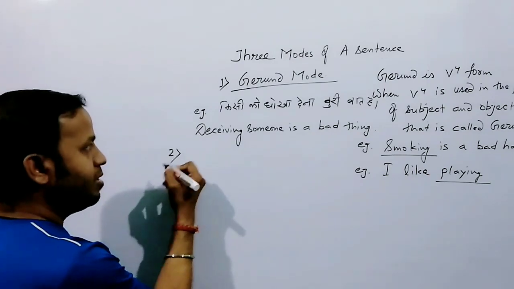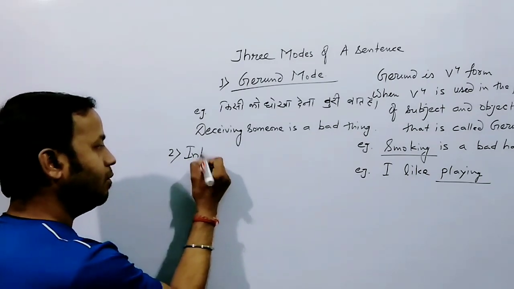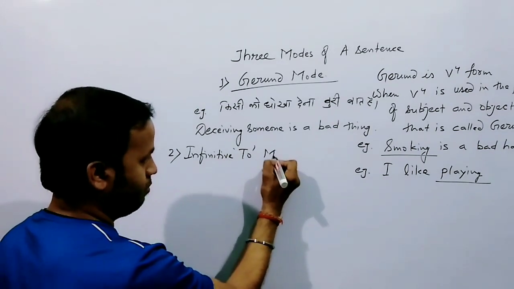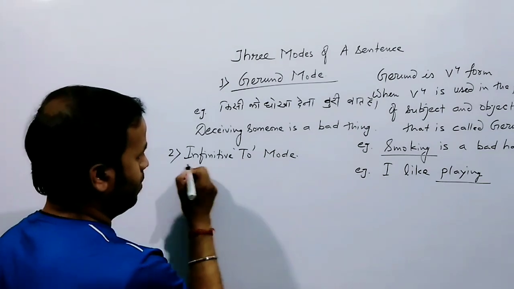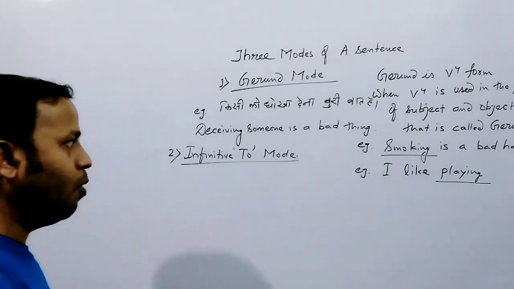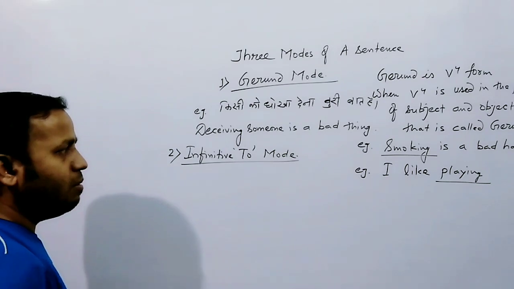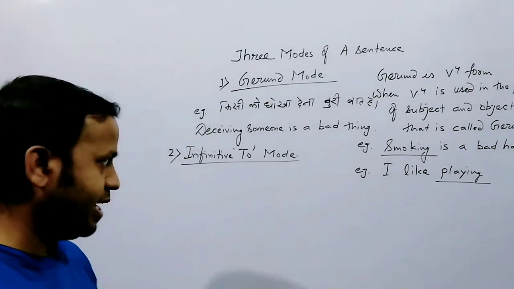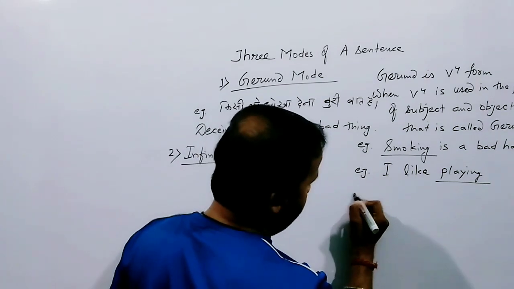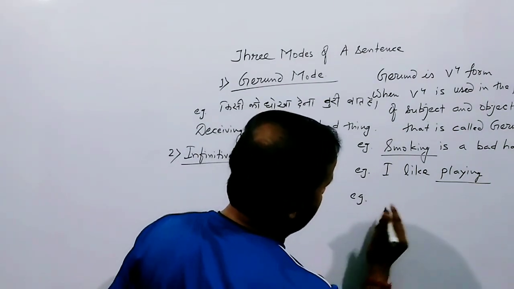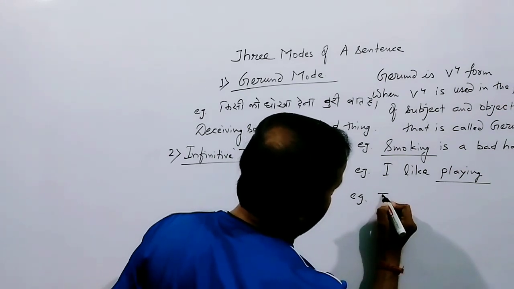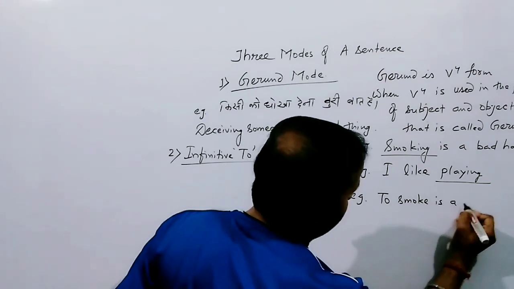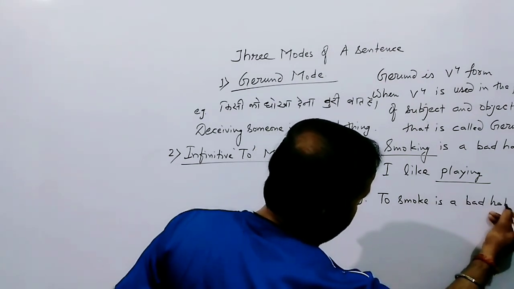The second mode is called infinitive 2 mode. Infinitive 2 mode also acts like a gerund. It is also used in the place of subject or object. We'll take an example. To smoke is a bad habit.